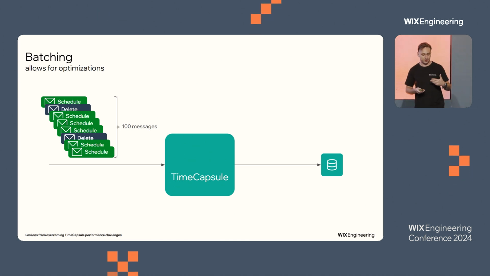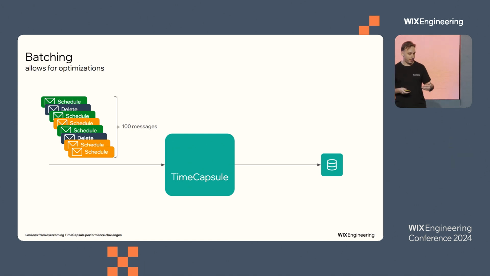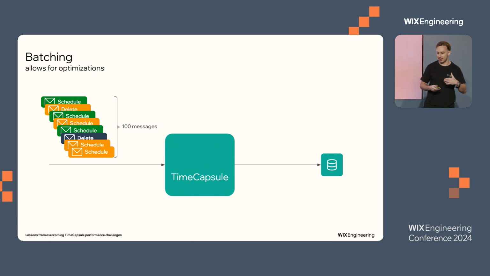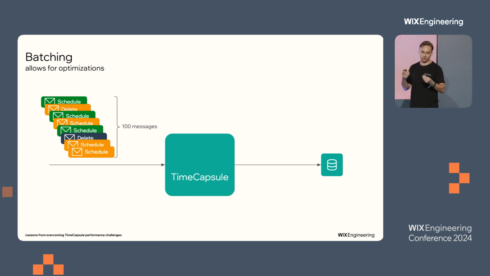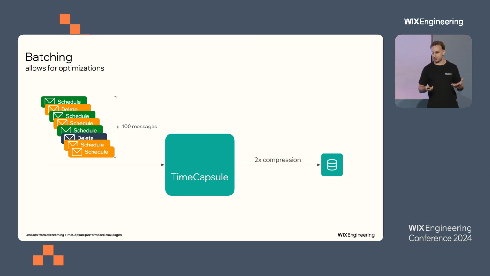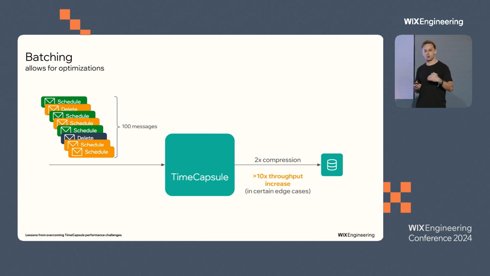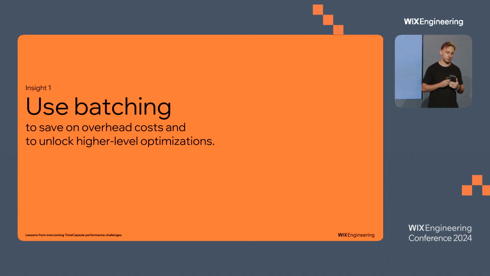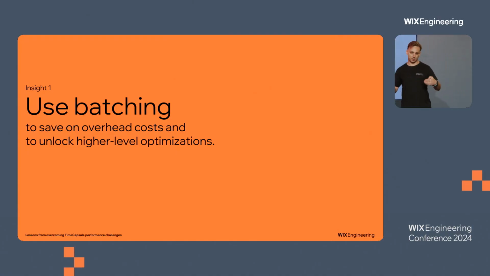And that's what we discovered, that in those batches, we have duplicates, and sometimes we would even have a delete command for the same task in the same batch. And if this happens, there is very little work for TimeCapsule to do. And so by discarding duplicates, we achieve up to 50% compression, which means half the number of expensive calls to our database and external services. And overall, this gave us more than a 10-fold increase in throughput. So the insight here is very simple. If you care about throughput, use batching, because it's great for two reasons. It saves on overhead costs, and it unlocks higher-level optimizations like compression.